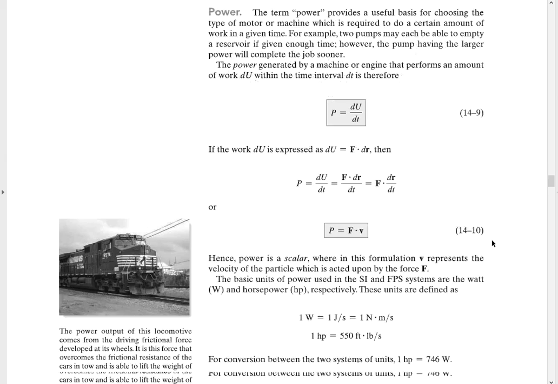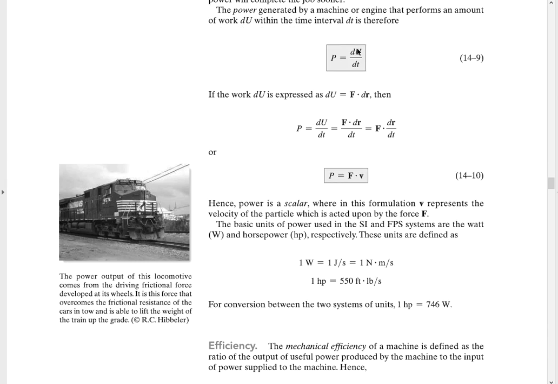Slope road, that is. Okay, moving forward, we make explicit the work part dU using the dot product. By rearranging terms, we get the force vector dotted with the velocity vector, since dr over dt is the velocity vector. So we can also write power as the dot product between force and velocity.